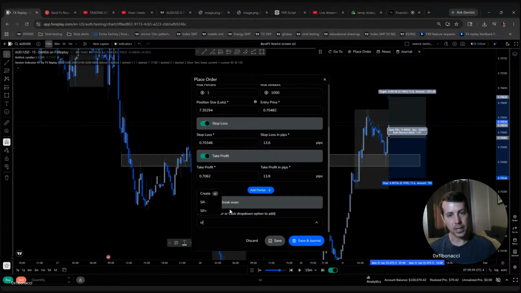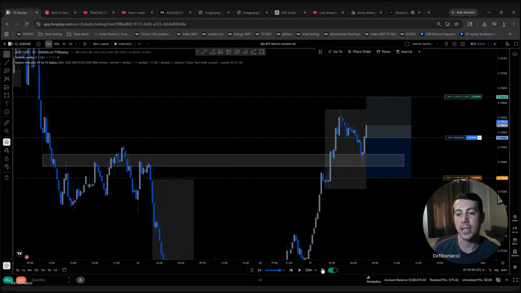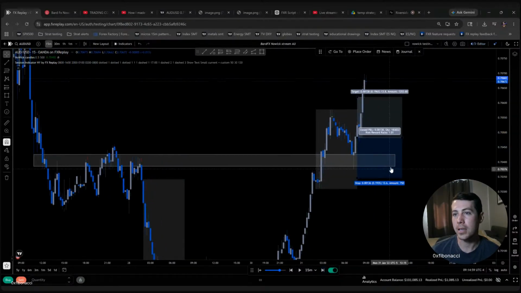I'm going to use SR plus. That's what I was using. I like to use plus and minus for positive and negative confluences. So support and resistance in favor of the trade is a tag that I would use in this case. So we got tapped in and a super quick TP.